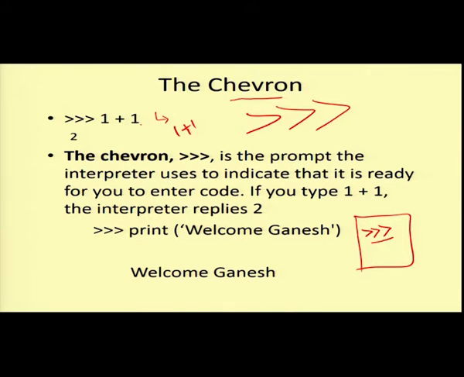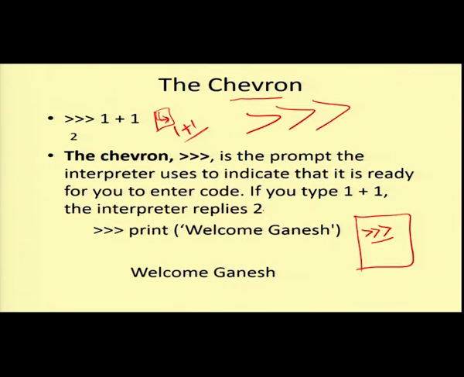So the same 1 plus 1, if you represent it in this manner without giving spaces also, it will work, but it is always a good practice to give spaces in between the operator and the operand. And when you press the enter key, you get the result as 2. And the chevron. Now let us see what the chevron denotes.